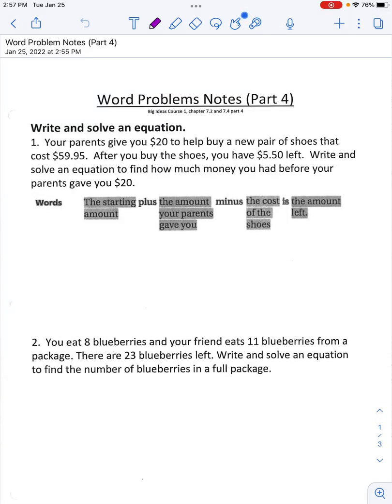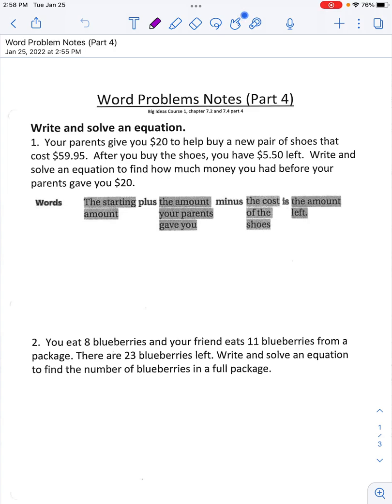Today we are going to talk about how to set up and solve word problems. Okay, we're going to write and solve for these equations. The first one gives us some hints.